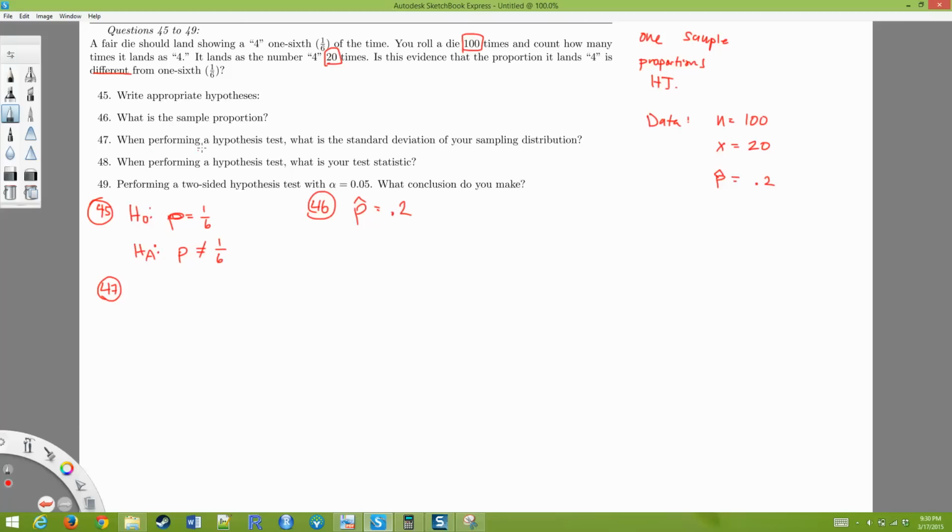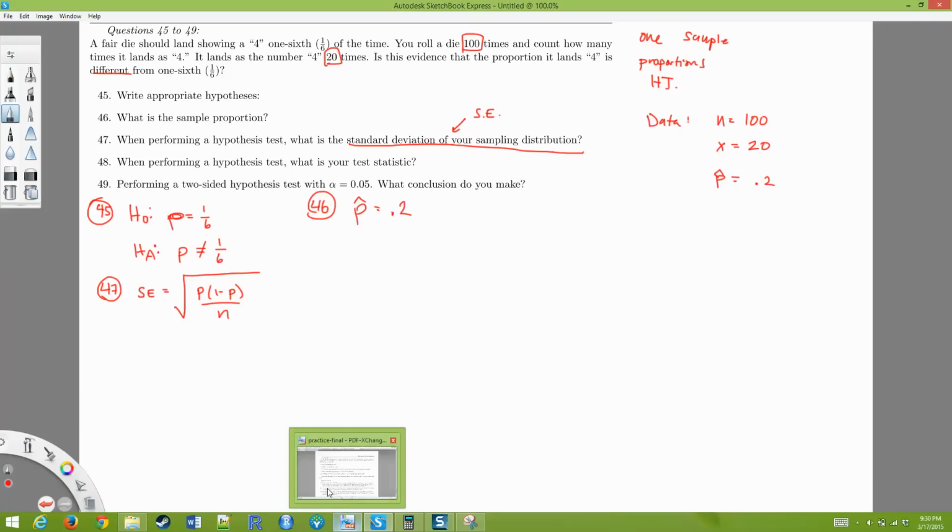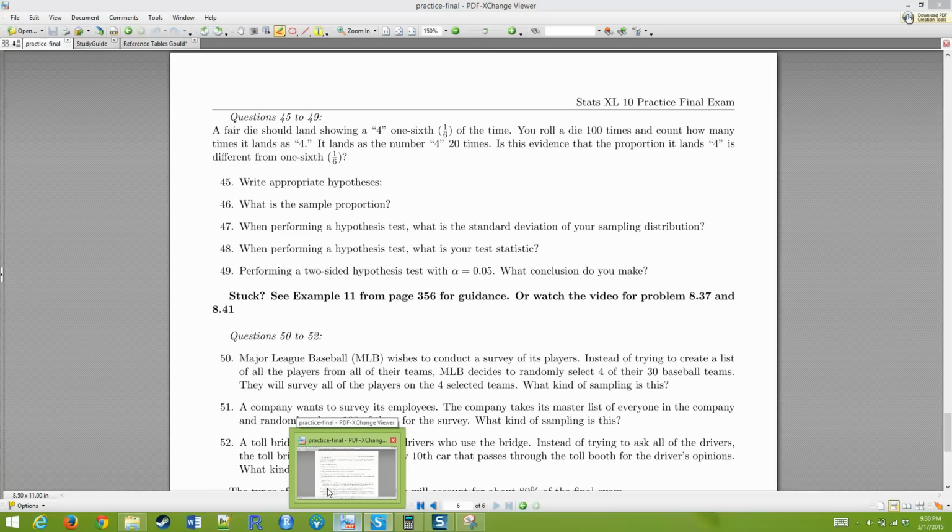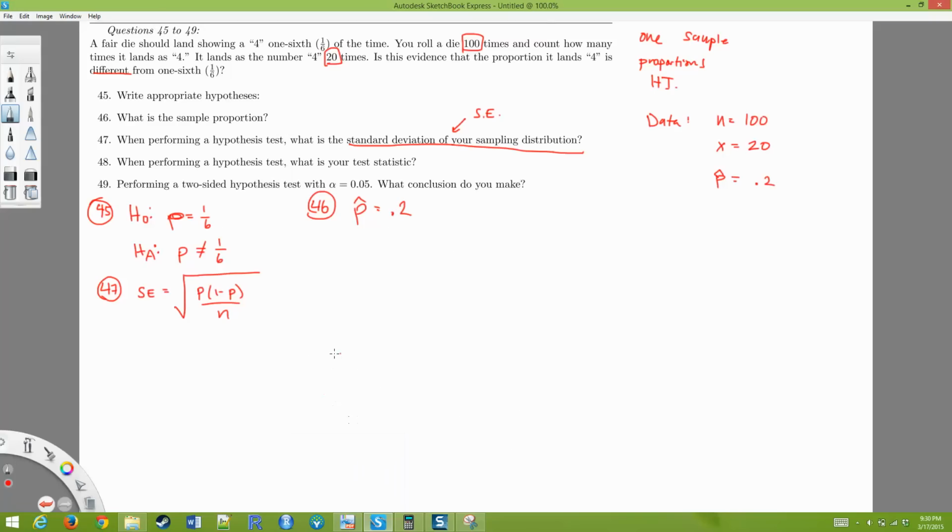47, it says, what is the standard deviation of the sampling distribution? This is just a fancy way of saying what is the standard error. Standard deviation of your sampling distribution, that's basically your standard error. So your standard error for a hypothesis test is the square root of P times 1 minus P over N. Notice that there's no hats in this standard error. Again, if you aren't sure, you can always check the study guide. It does have the correct reference there.